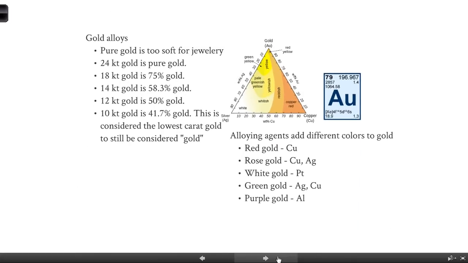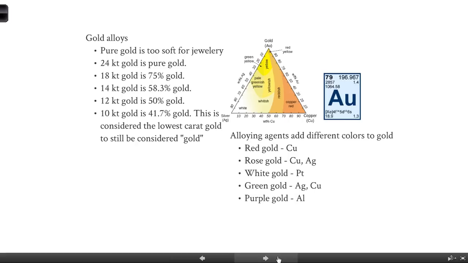Gold. Now I thought this one was really interesting because you've probably heard of rose gold and white gold and things like that. So 24 karat gold is pure gold, and 18 karat gold is 75% gold, all the way down to 12 karat gold, which is only 50% gold. So they add other metals in there to fill in the rest of the space.